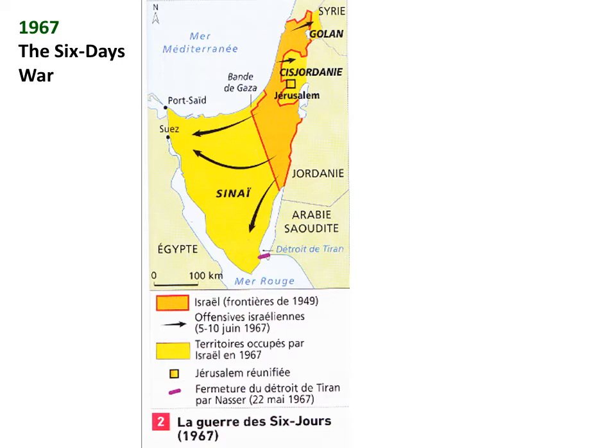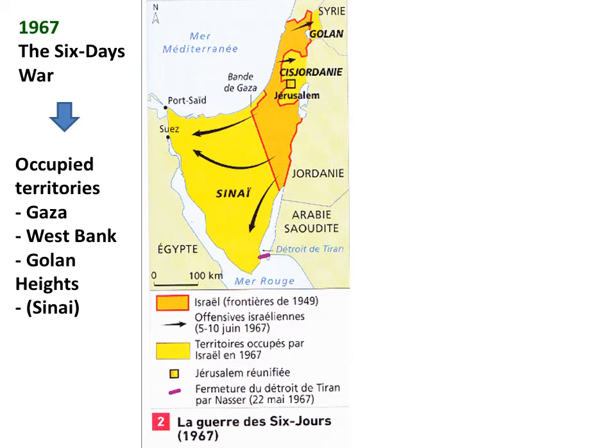The great impact of the Six Days War was the occupation of Palestinian and Arab territories. Gaza became an occupied territory. The Israeli army was present there. The West Bank, what we call Cisjordanie in French, also became an occupied territory, and it is still the case today. The Golan Heights, very important, were taken from Syria, and it is still something existing today. And Sinai, the peninsula of Sinai, also came under Israeli domination.